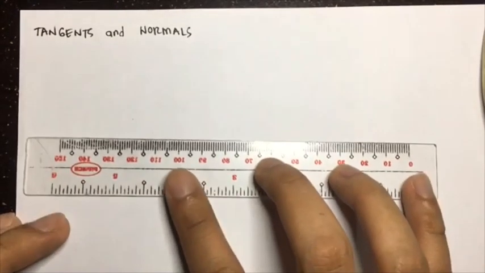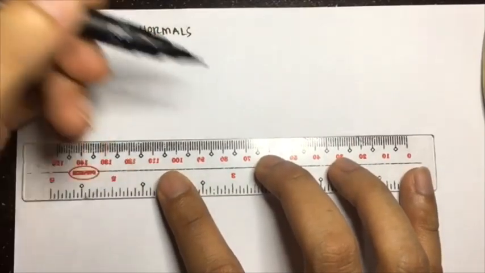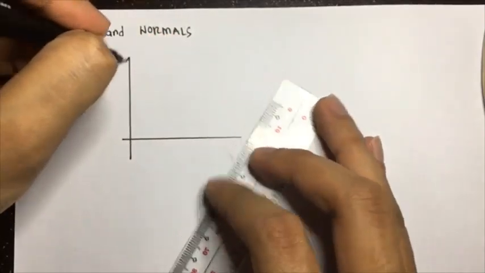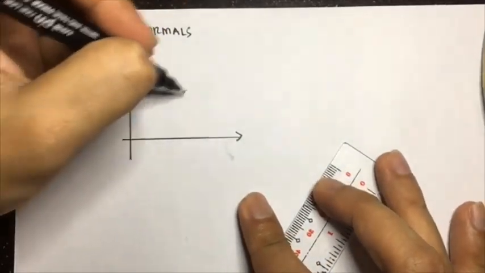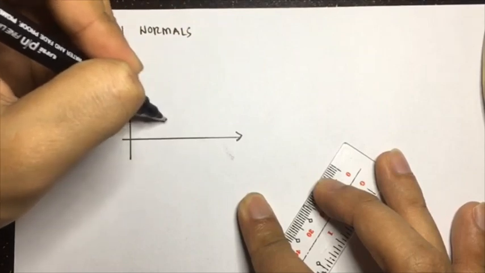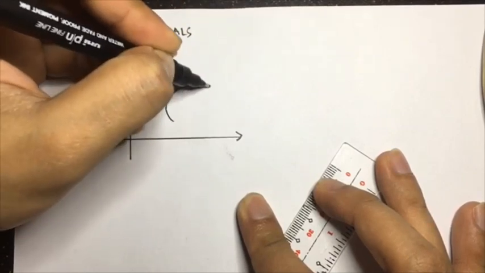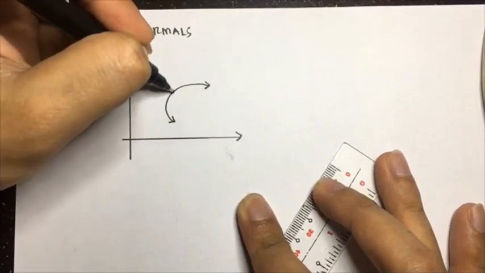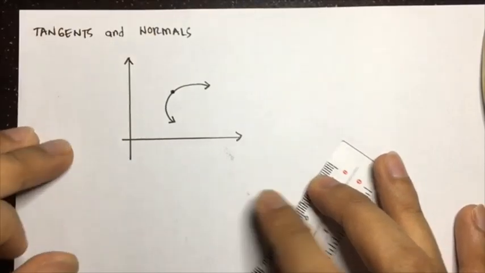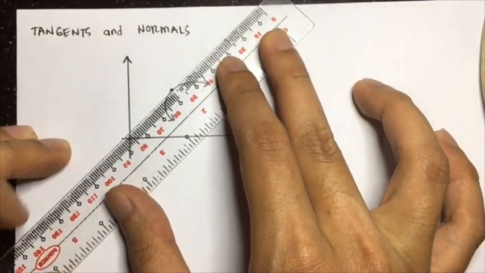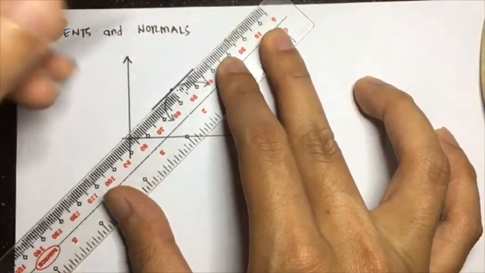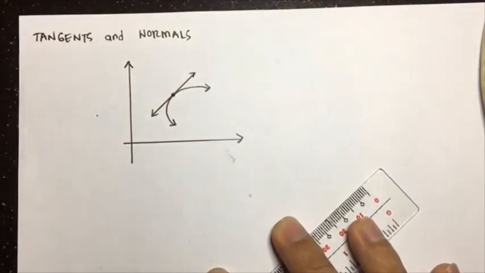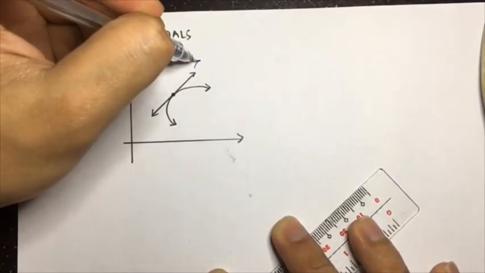Say for example, we have here a Cartesian plane, and then we have here a curve. Say our curve is like that. A tangent line is a line passing through the curve at a single point. So this is called the tangent.